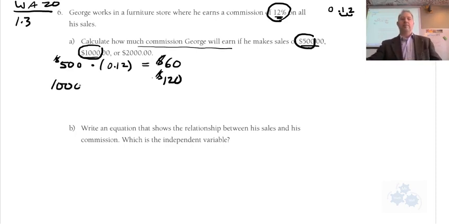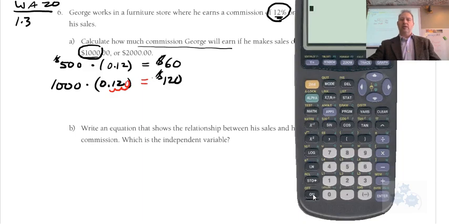So 1,000 times 0.12. Well, when we multiply by 1,000, you might remember the shortcut. All you have to do is move the decimal place to the right 3 times. And what happens if I move the decimal place to the right 3 times? That becomes 120. So let's just double check. 1,000 times 0.12 is, look at that, 120.